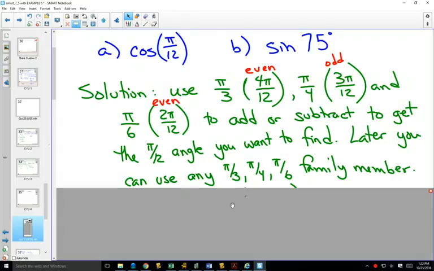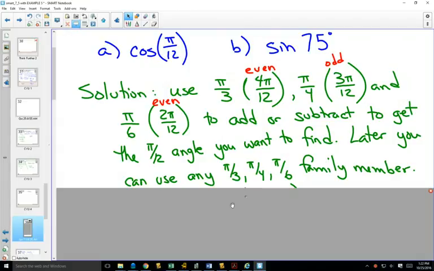Later on, we're going to find out we are not restricted to just our regular pi over 3, pi over 4, and pi over 6 family. We can use anything that we know on our unit circle. So if you want to use 7 pi over 6, you'll be able to use that, or 5 pi over 4. Anything that's on your unit circle, any family member will help us calculate these things.